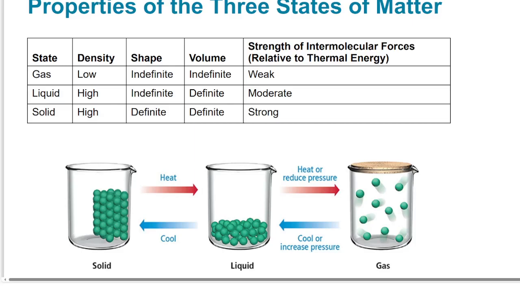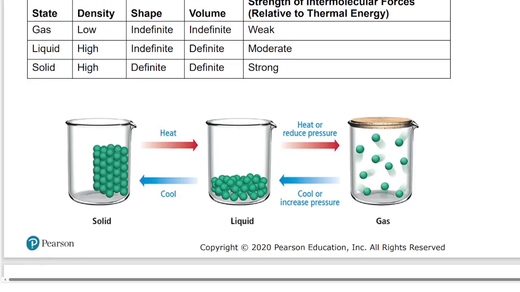So this is true for generally most matter, but we can think of it in terms of water a little more easily. We can go from a solid to a liquid by adding heat or removing heat. We can go from a liquid to a gas by adding heat or removing heat. And we can also do the same thing with pressure. So if you reduce the pressure, you can form a gas, or if you increase the pressure, you can form a liquid.